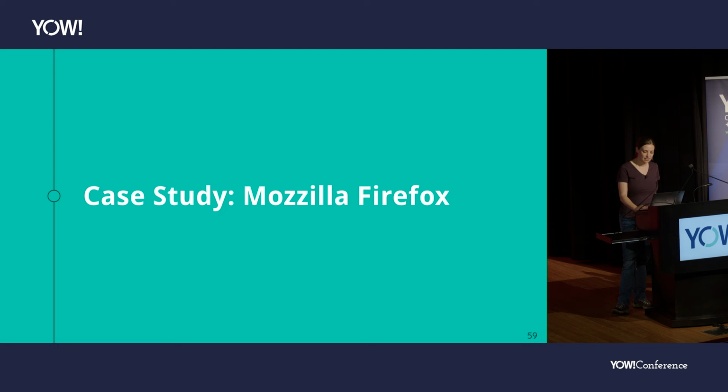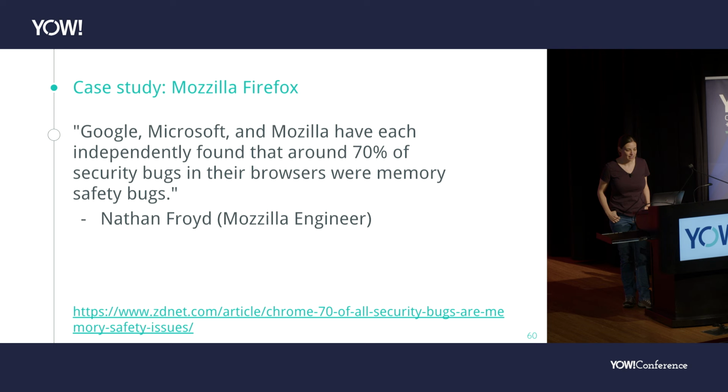So that's one example. As a completely different example, there are other situations where you might want to think about sandboxing code in the same process. And Firefox have written a really awesome article about how they use this. Nathan Froyd, a Mozilla engineer, wrote that Google, Microsoft, and Mozilla have each independently found that around 70% of security bugs in their browsers were memory safety bugs. So these browsers are mostly written in C++. And a single buffer overflow or some kind of memory safety issue can mean that the process for a page can be exploited by potentially some asset that it's loading.